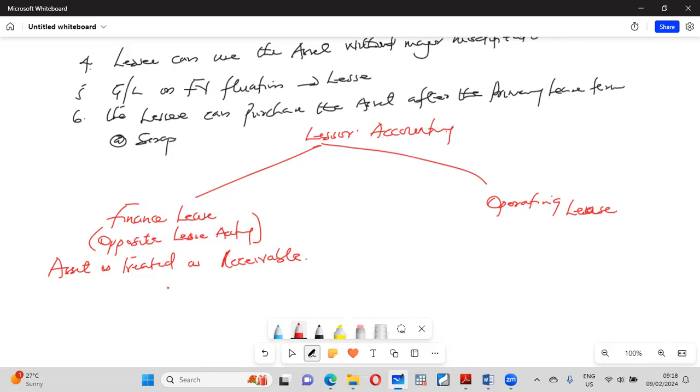All right. So what about the subsequent measurement? Of course, for the subsequent measurement, you do the lease table. Instead of finance cost, you replace it with finance income. Instead of payment, you replace it with a lease receipt that you are after. So basically, that is that.